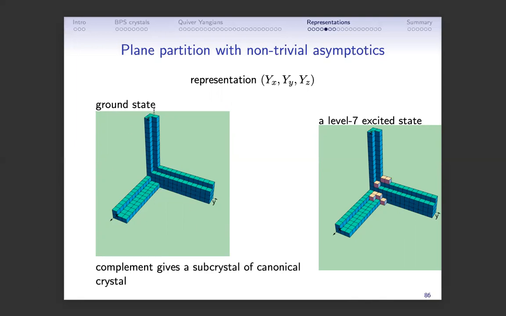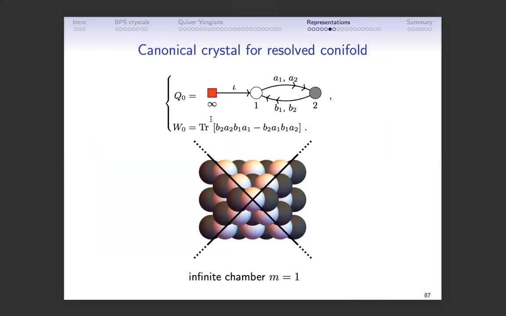The complement of this will have this blue bit missing. So this complement is the subcrystal, and we want to describe the shape of that subcrystal, which contains the information of this representation. Another example is this resolved conifold here.